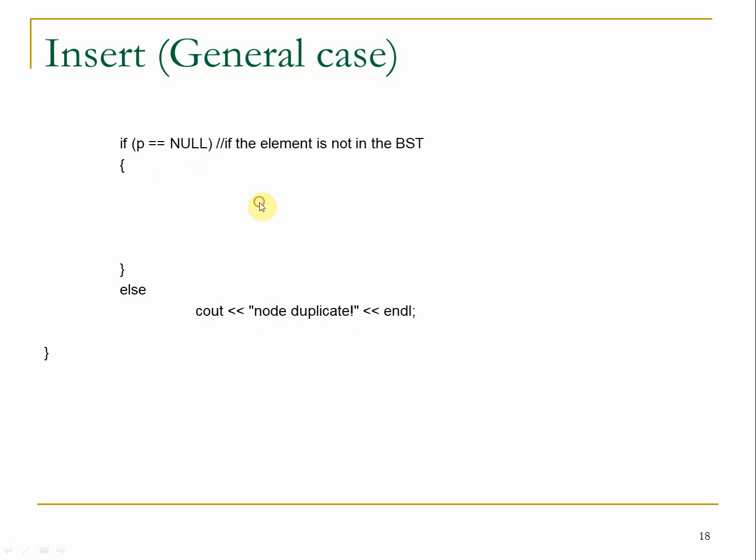So if P is equal to null, all we need to do is link the parent with the new pointer. You can see if element is less than P to the data, then we say parent to the left equals the pointer. So we link that one to the parent. And otherwise we link to the parent's right child. And that is how we are able to do the insert operation.